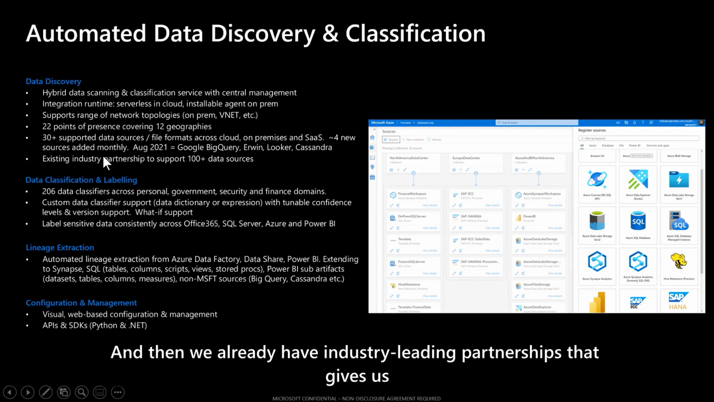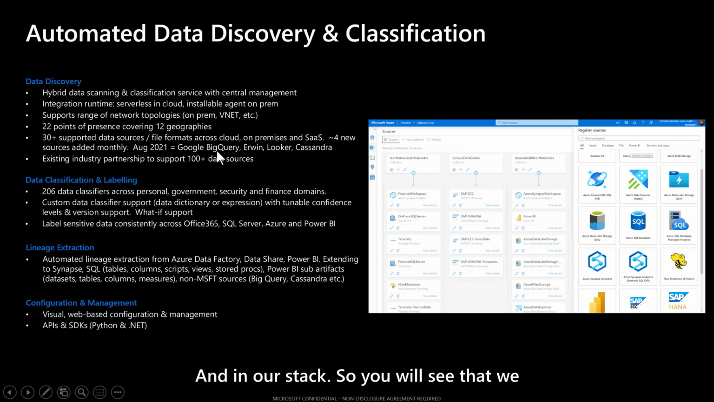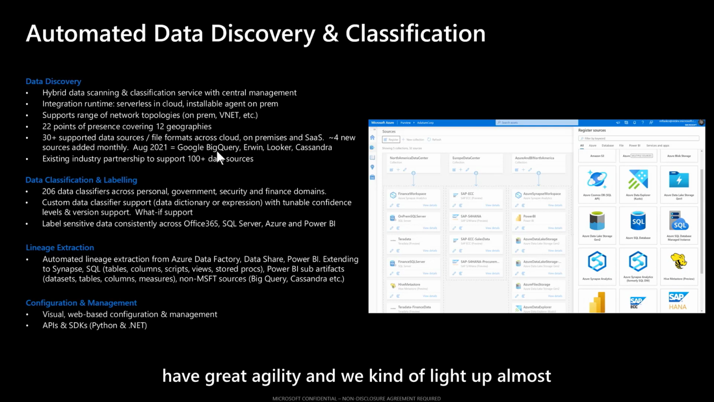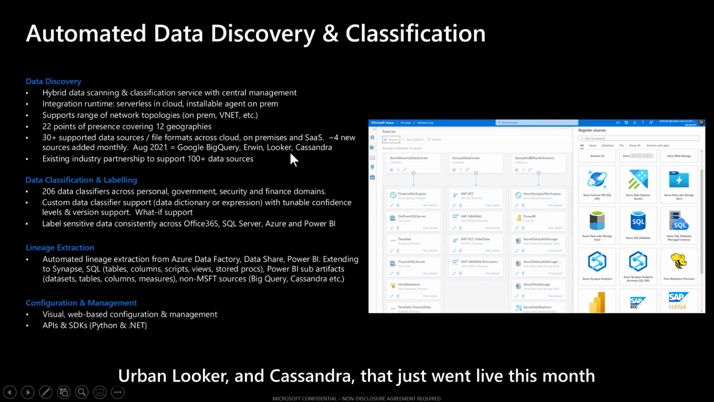And then we already have industry leading partnerships that give us 100 plus sources, and we are currently working to light up those sources in our stack. So you'll see that we have great agility, and we light up almost 4 sources every 1 or 2 months, with 4 sources like Google BigQuery, Erwin, Looker, and Cassandra that just went live this month in August.